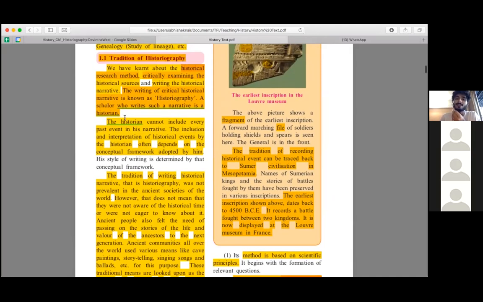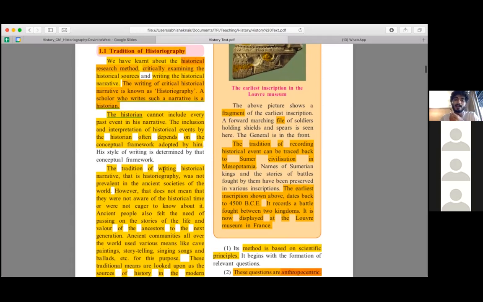The first paragraph tells us what historiography is. The second paragraph tells us that when a historian writes history, what events he includes and what events he doesn't include. So what are the different styles of writing? When all of you write a composition, you write it in different styles. Similarly, historians also write history in different styles.